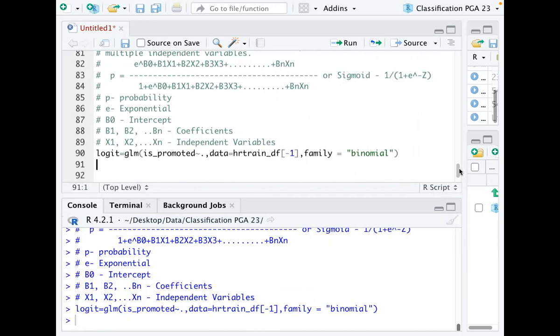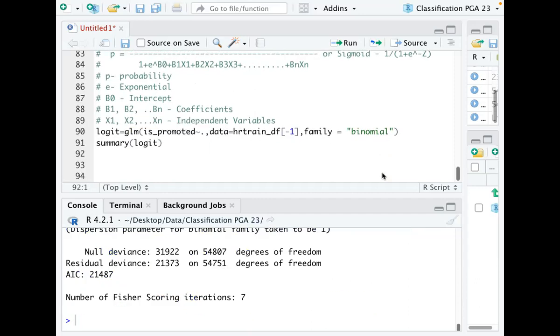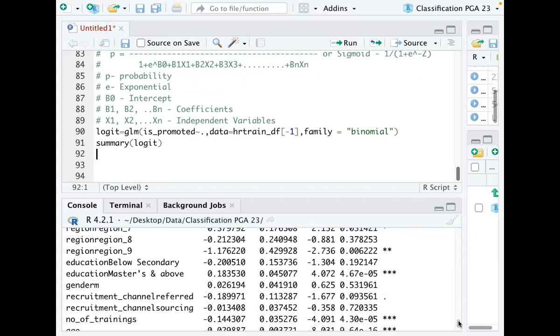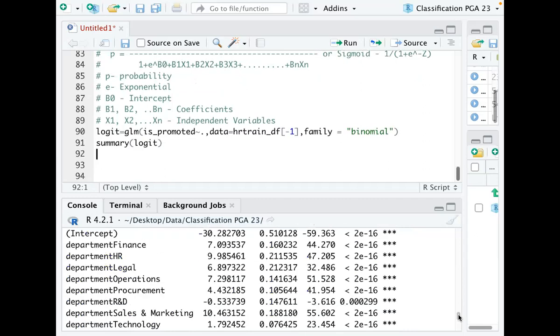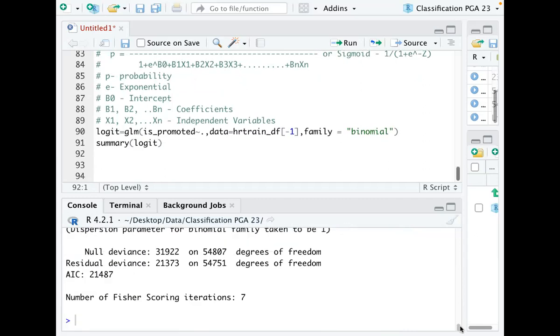And family is equal to binomial, because GLM runs other regressions also. In generalized modeling, we can do Poisson regression, exponential regression, and multinomial regressions. So we have to specify the family of regression we are doing, which is binary or binomial. To see the output, summary(logit). So we will get the statistical output.